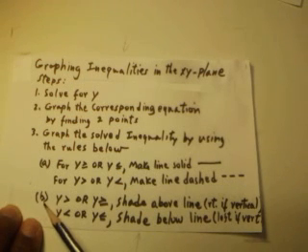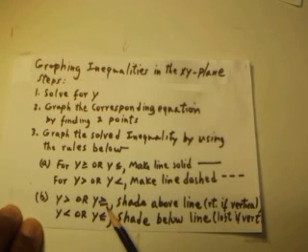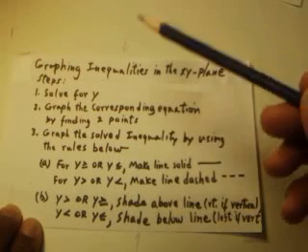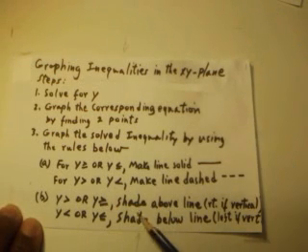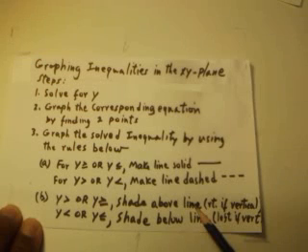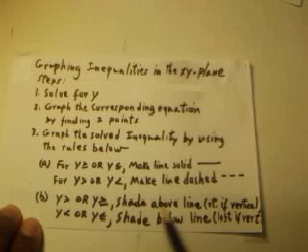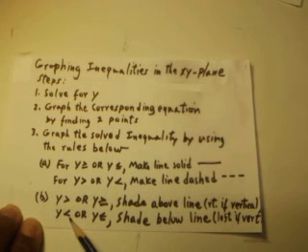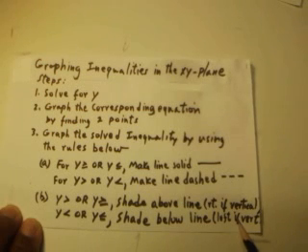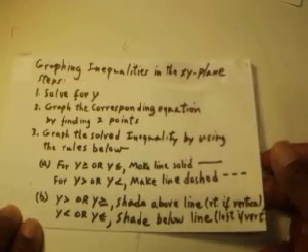Part B, if you have greater than or equal to, greater than means above. So you shade above the line. If you have a vertical line, greater than means to the right, so you shade to the right. If you have y is less than or less than or equal to, less than means below, you shade below the line. If you have a vertical line, less than means to the left, so you would shade to the left. Let's look at an example so that we can see exactly how these steps work.